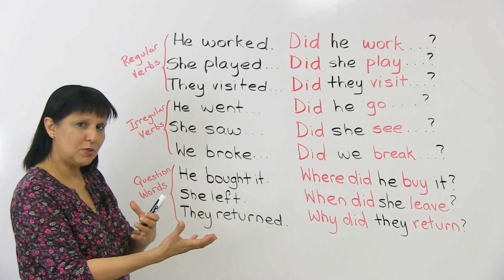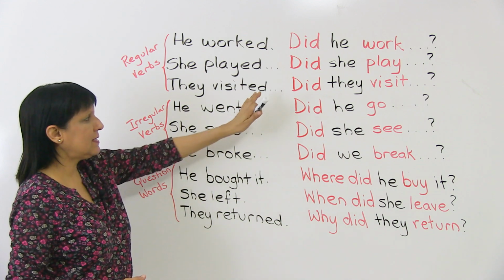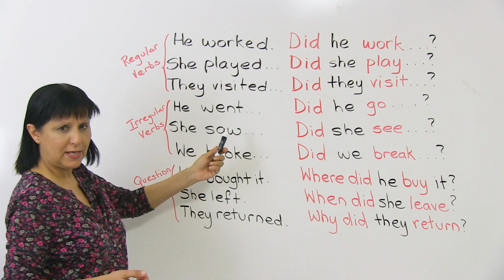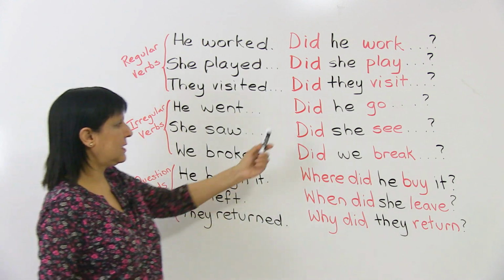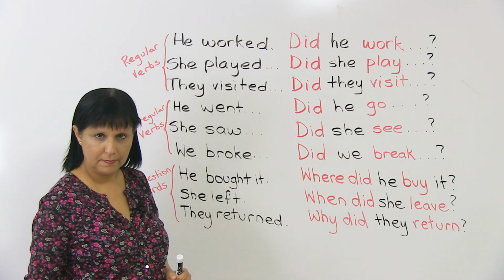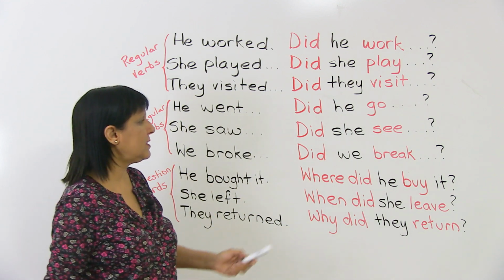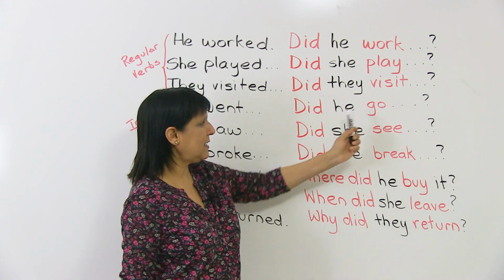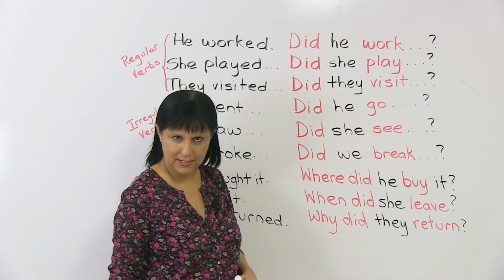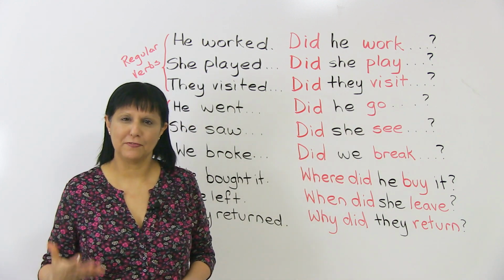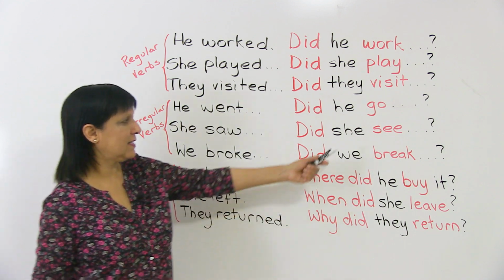How do we make that into a question and what happens? The same thing that happened up here with the regular verbs. So he went becomes, did he go? All right. So let's say he went to the store. When we ask the question, we say, did he go to the store? So again, we had to add the word did, and we have to come back to the base form of the verb, which in this case was go.